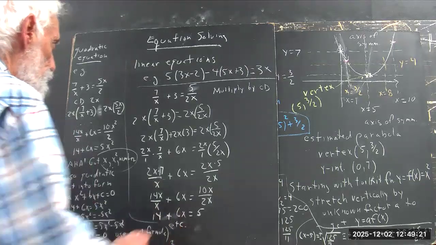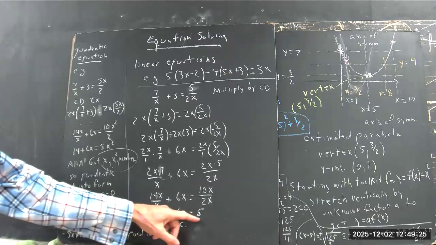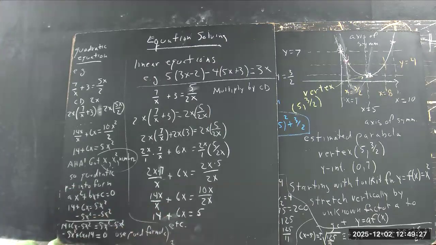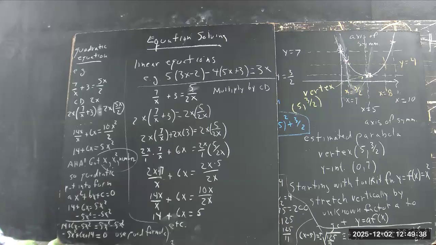But this equation comes down to the form 14 plus 6x equals 5. And you're going to get x equals -3/2. And maybe that checks out. Okay, we didn't do the check.